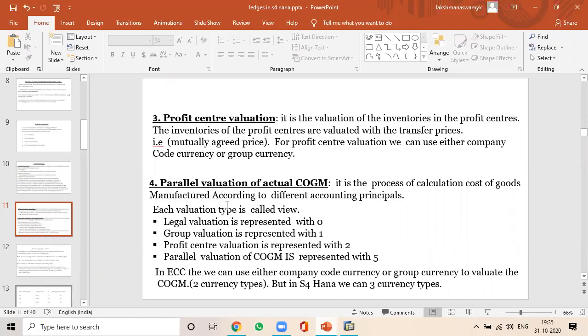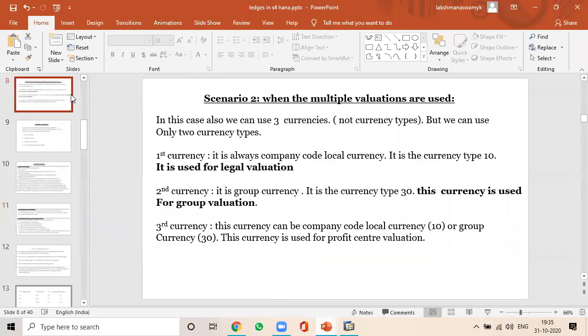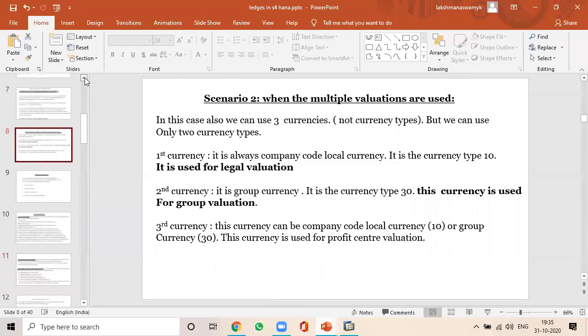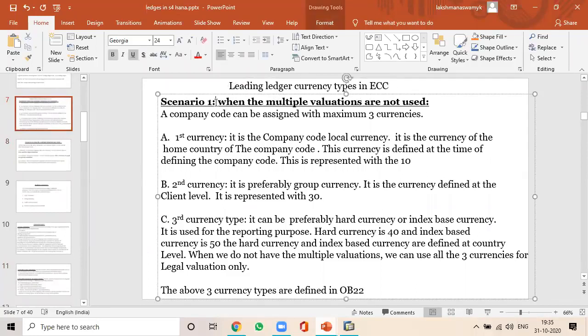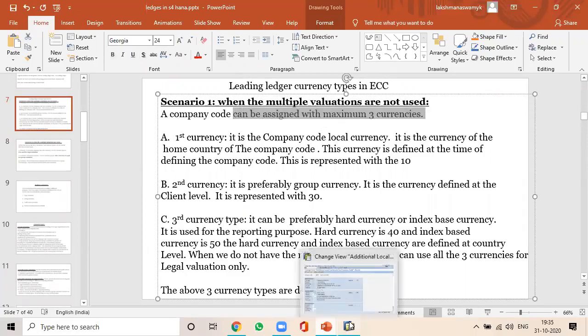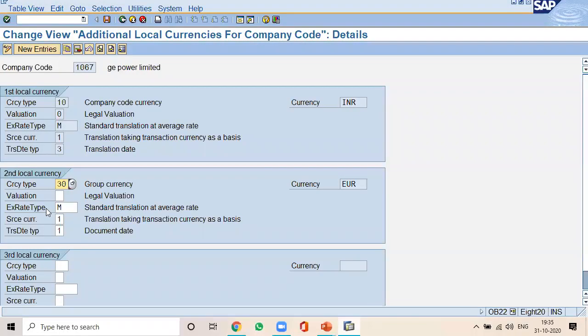So when you don't implement or when you are not using any parallel valuations, in the leading ledger, leading ledger currency types in ECC. When multiple valuations are not used, a company code can be assigned a maximum of 3 currencies. That is in OB22. There is no parallel valuation. You are using only one ledger, that's it, 0L. In that case, you can configure up to 3 currencies for your company code. Or you can say 3 currency types, right?